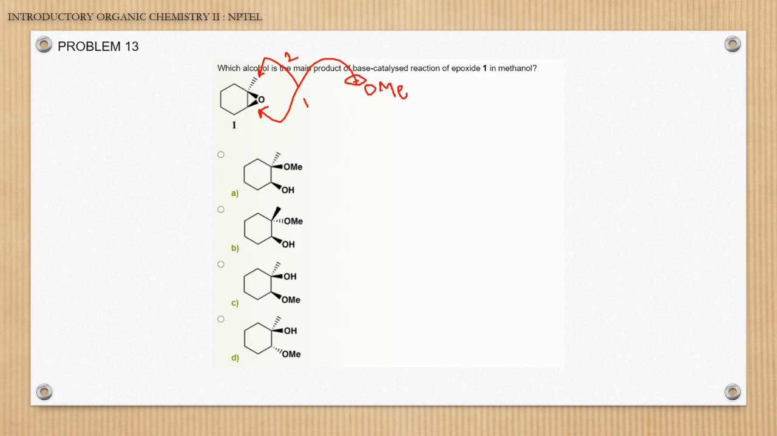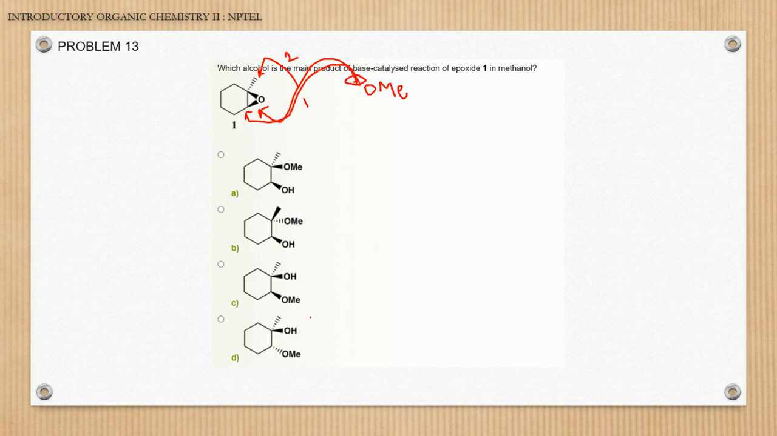Which is the operative pathway, guys? Can anyone tell me? First one. First one. Why? Because it will attack the less hindered side. See, guys, here the acid-catalyzed reaction mechanism is not operative, so that is why methoxide will prefer a less substituted site to attack on, and this will generate the alcohol.